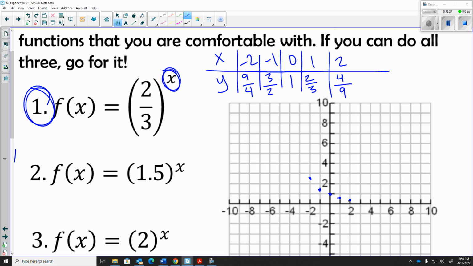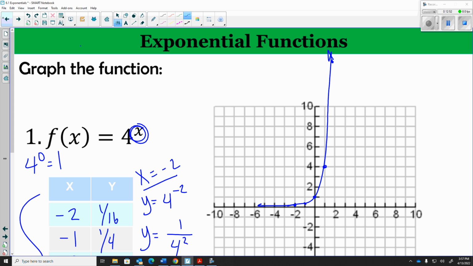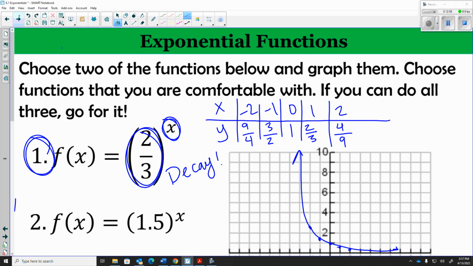Okay, so you can see that this one looks a little bit different than the first one we did. This one looks something like that. Why is that? Because it is decay, right? It's decay because that is less than 1. So now my graph is getting smaller as I move to the right, where before it was getting bigger as you go to the right. Okay, so that's the difference between growth and decay. One of them is getting bigger and one of them is getting smaller. All right.